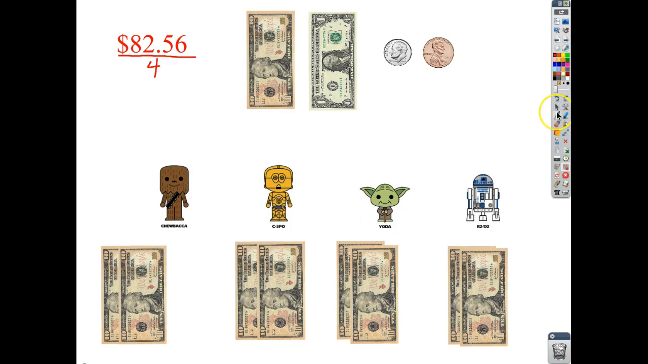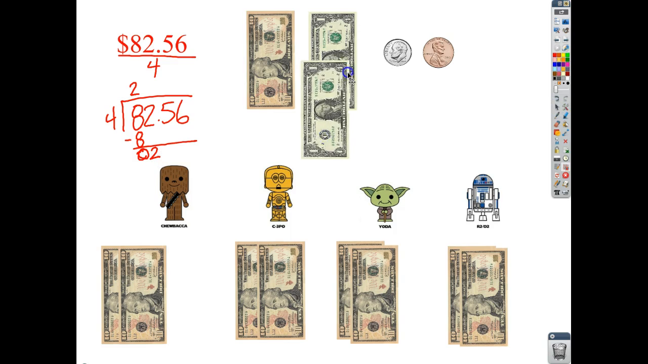So what does this look like when we actually divide? In long division, I have $82.56, and I'm going to share it with 4 people. I said 8 $10 bills. If I give each person 2 of them, I use up all 8 of them, and I get none left. Now I'm going to bring down my next place value, the 2, the ones place. This means I have 2 $1 bills.